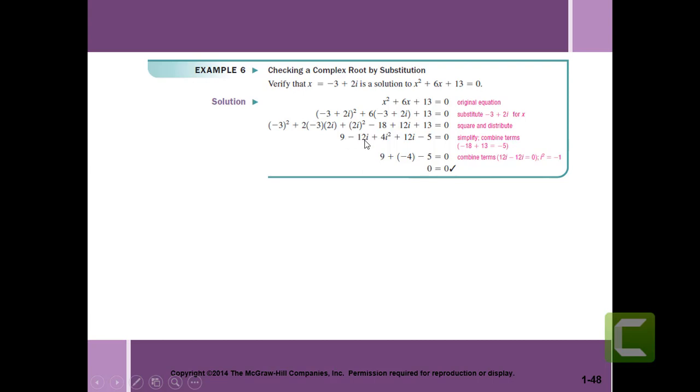So we get 9 minus 12i plus 4i squared plus 12i minus 5. Now, the 12i and the negative 12i, look at that, they're opposite signs, so they cancel out. This is going to go away. Okay? So now we get 9 plus this, which is negative 4, minus 5. So we're going to get 9 minus 4 minus 5, which is 9 minus 9, which gives you 0. And therefore, it's a solution because we got a true statement. Again, I hope that makes sense.